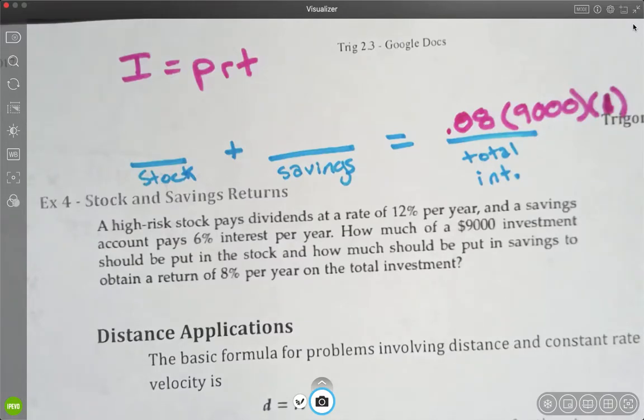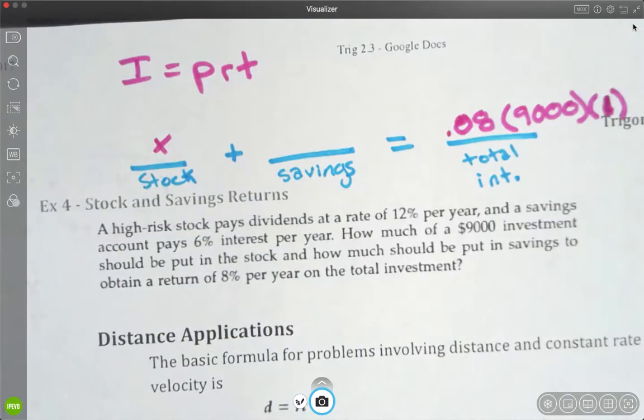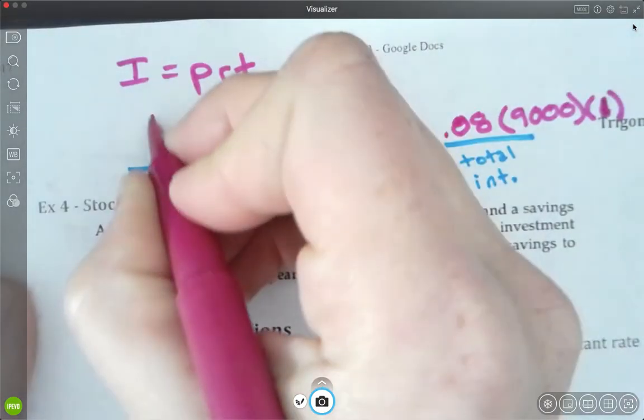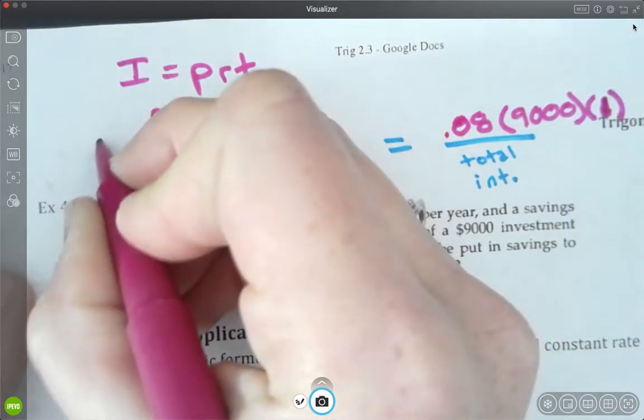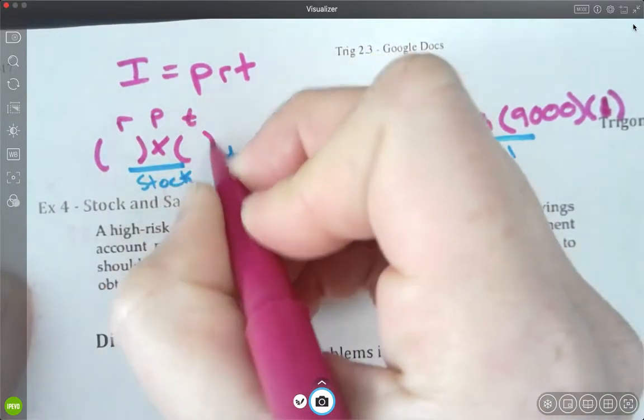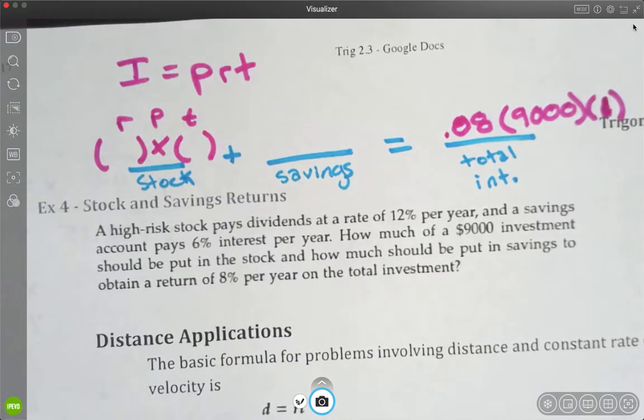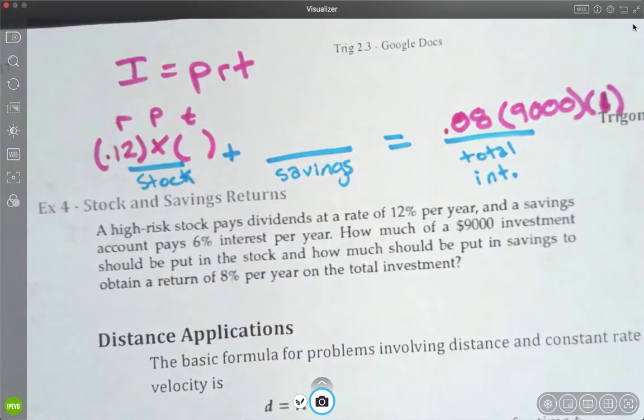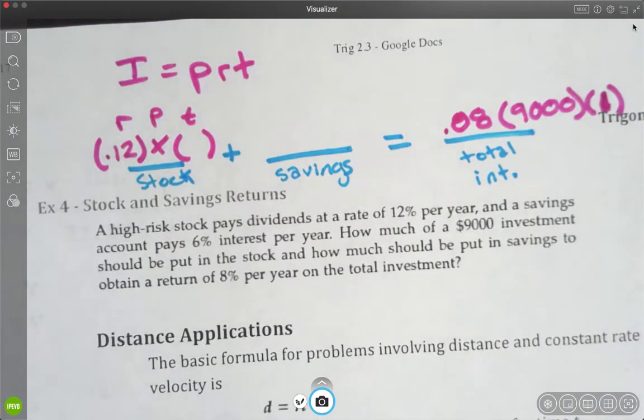Now, we don't know how much we're devoting to each one. So let's say we put X amount in stock. X amount goes into stock; that's my principal for stock. What's my rate for stock? 0.12, 12%, times X, the amount that I'm putting in, because I don't know how much I'm putting in. And what's the time? 1 year again, so I can just do that.